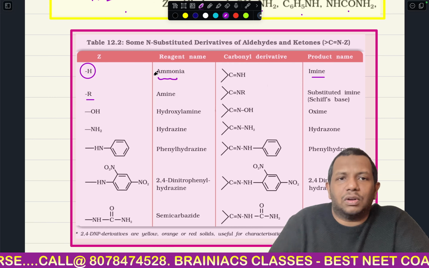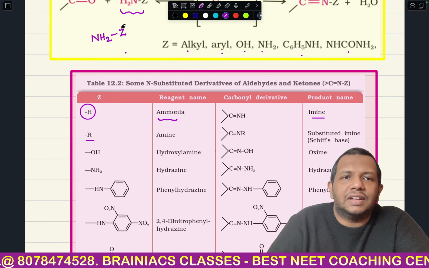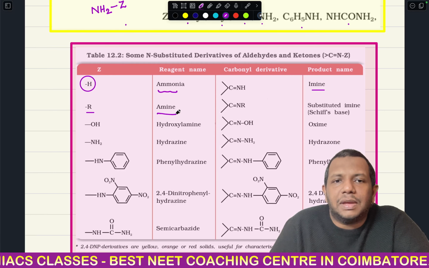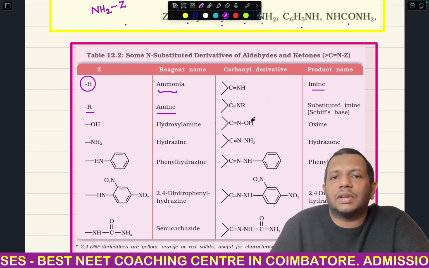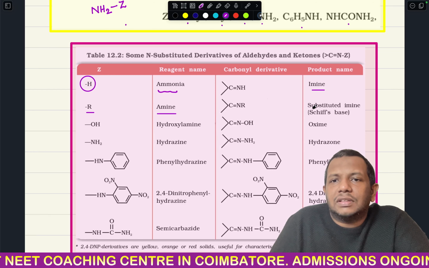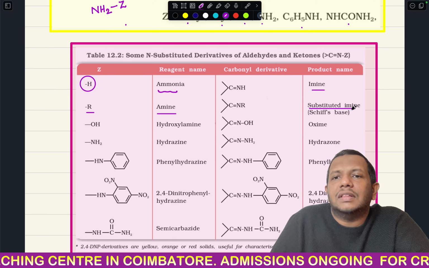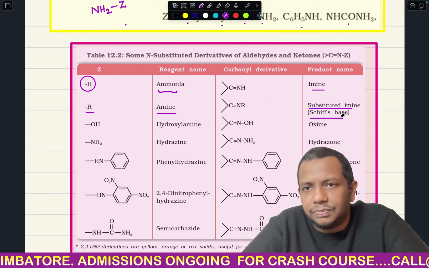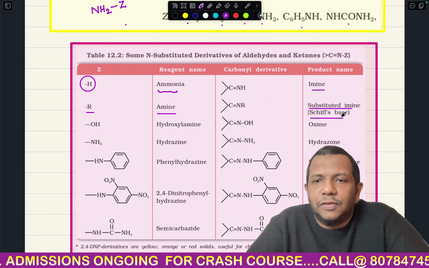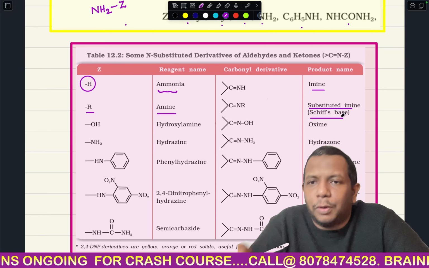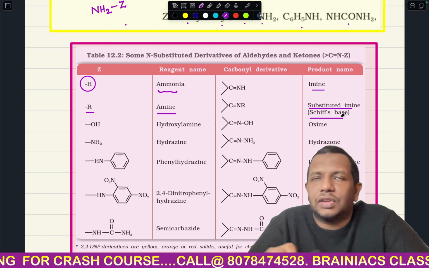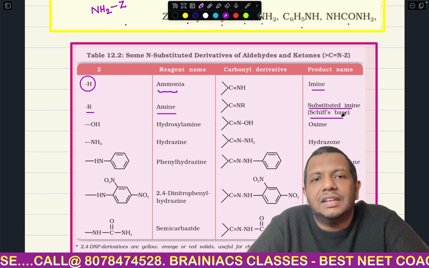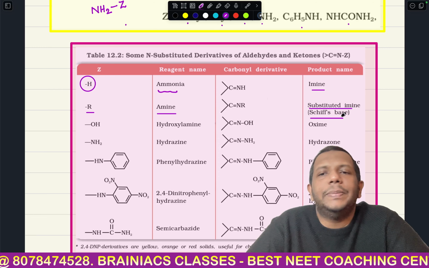Now the product or that particular reagent will become what? If Z is removed with the alkyl group, it will become an amine. So amines react with aldehydes or ketones to form a product that is called substituted imine. This substituted imine is called Schiff's base. It's a very important question for this year's NEET. The question can be: Schiff's base will be produced when aldehydes or ketones react with whom? They may give options like ammonia, hydroxylamine, hydrazine, then amine. So the answer here would be amine.